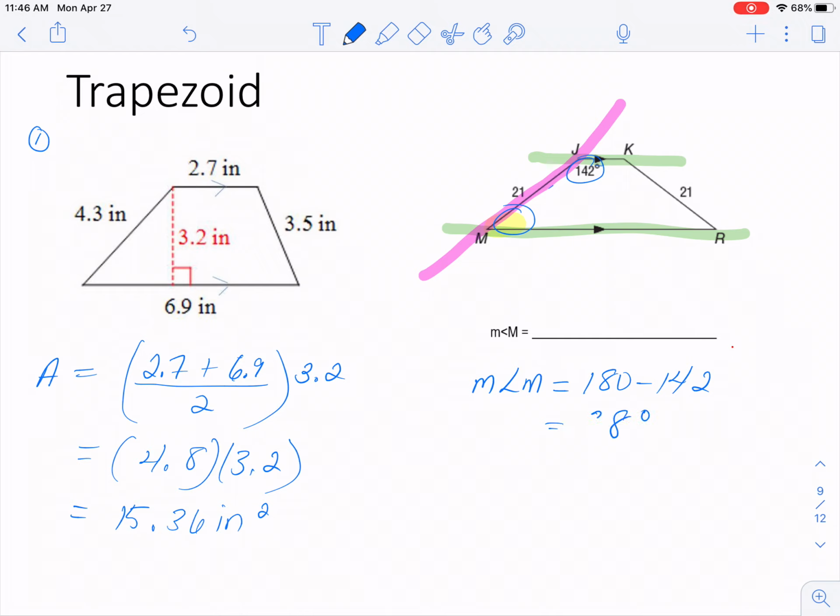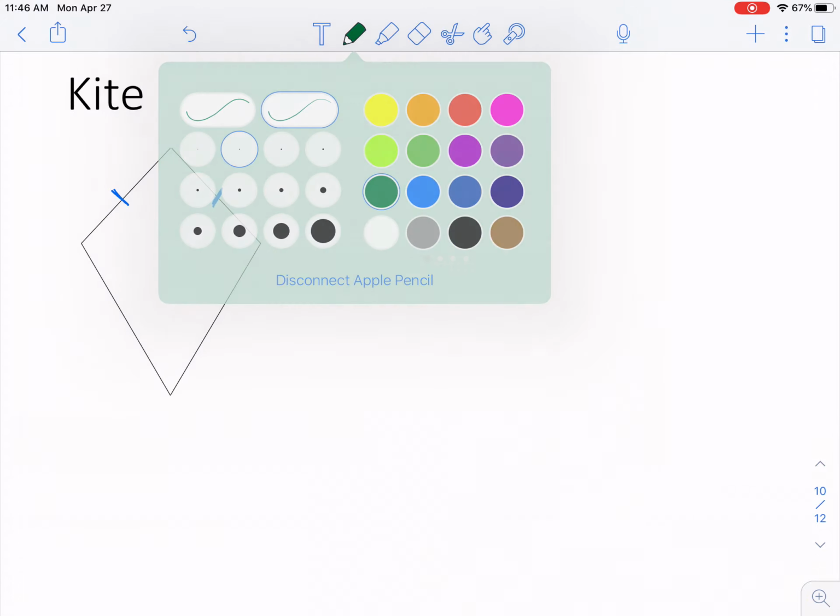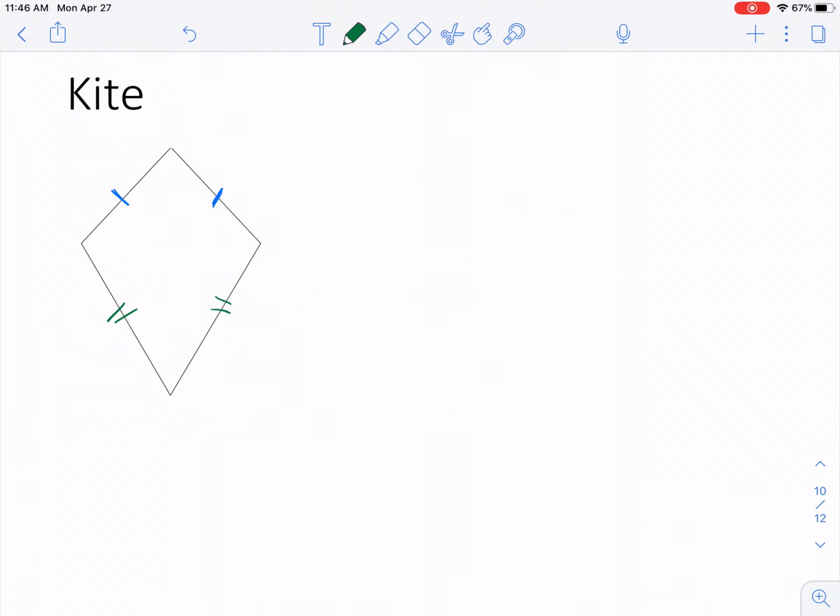I apologize. 38 degrees. All right, one last shape. We're going to talk about the kite. The kite is unique because we don't necessarily have parallel sides. The kite's unique because the sides that are adjacent to each other, one pair of adjacent sides, are congruent. So that pair of sides is congruent, and this pair of sides is congruent.